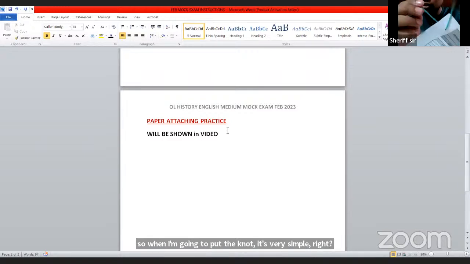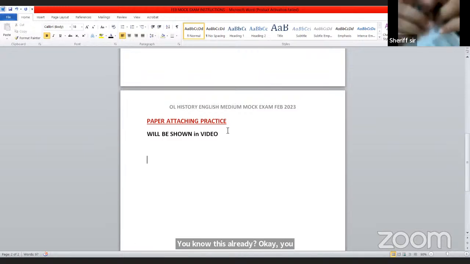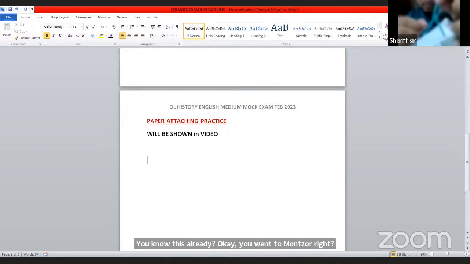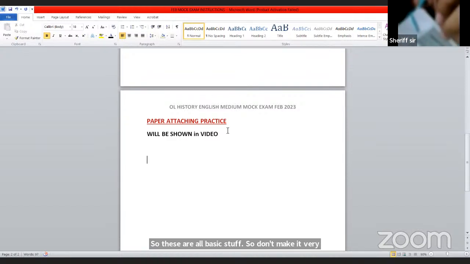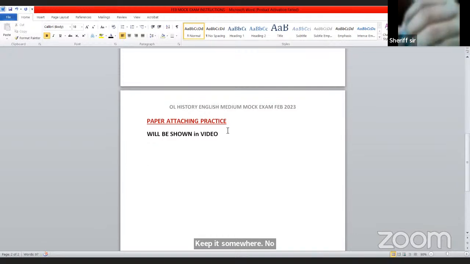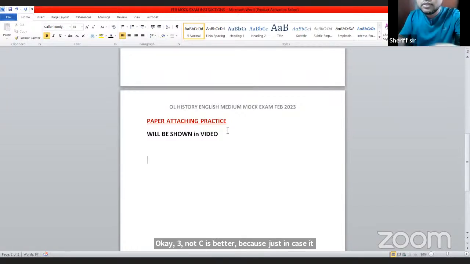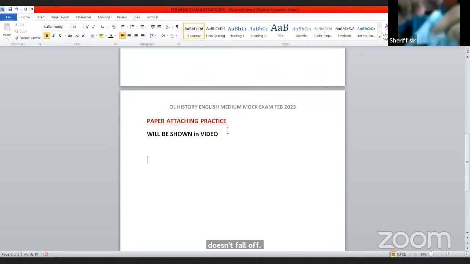It's very simple. You know this already. You went to Montessori, right? These are all basic stuff. So don't make it very tight, and not very loose either, and put at least 2-3 knots. 3 knots is better, just in case it falls off. So I put 3 knots here, and then I keep some space here.